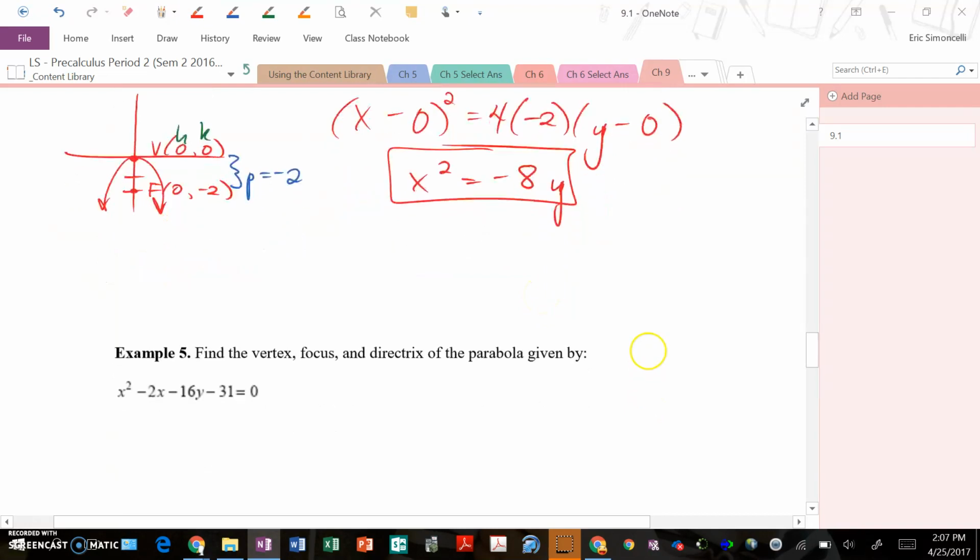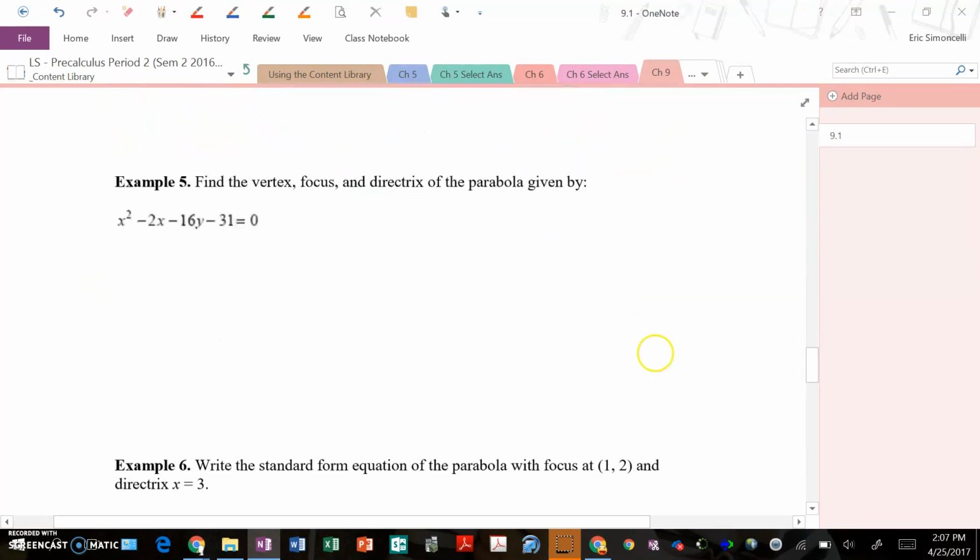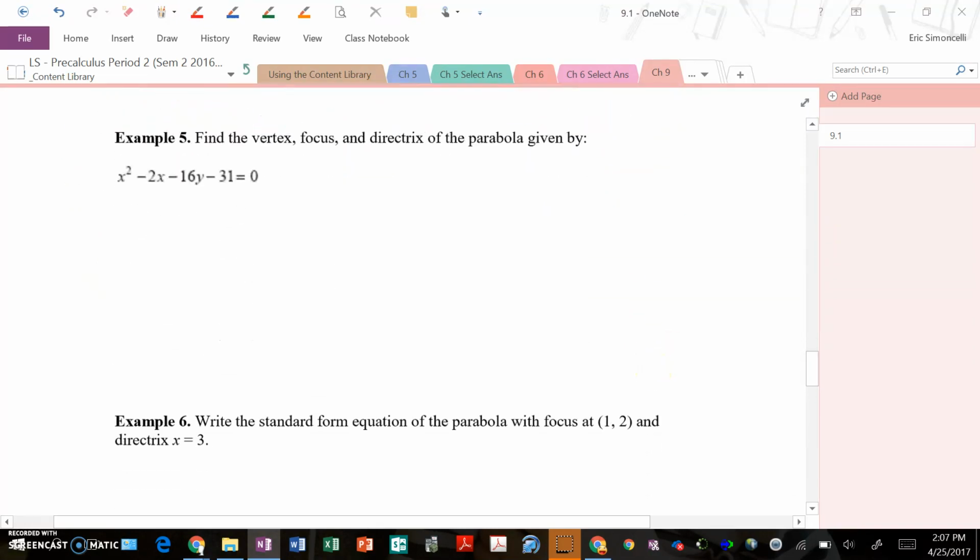All right, next, example 5. So example 5 says find the vertex, focus, and directrix of the parabola given by x squared minus 2x minus 16y, pardon, minus 31 equals 0. Okay, so we'll go ahead and start the process of completing the square.